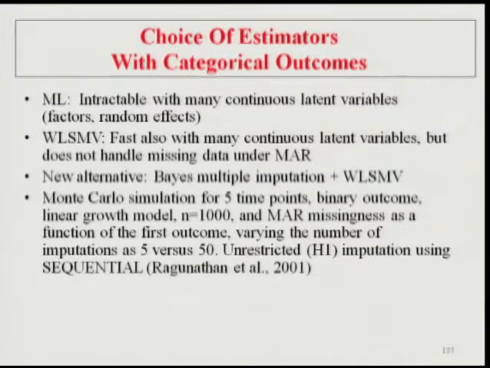And we're going to look at a simulation for 5 time points, a binary outcome, a linear growth model with 1,000 observations, MAR missingness, and as a function of the first outcome. And we're going to vary the number of imputed data sets that we use from 5 to 50. And we do an H1 imputation using the sequential option, which is used for categorical outcomes.